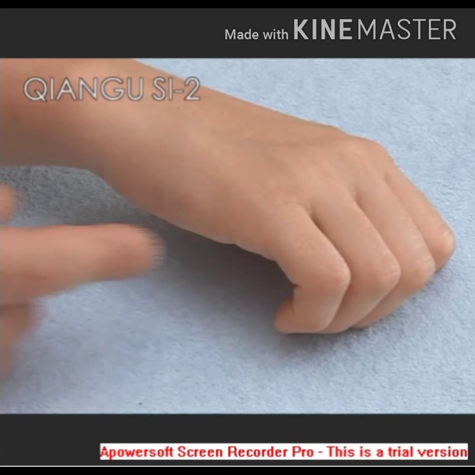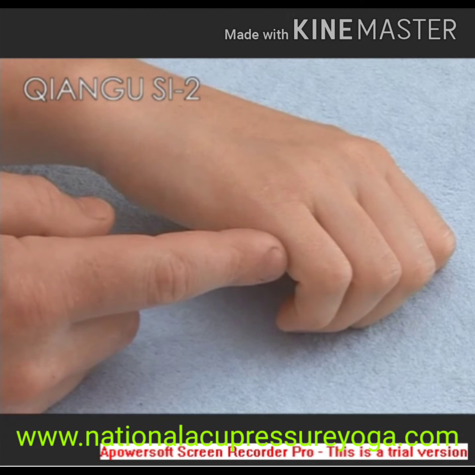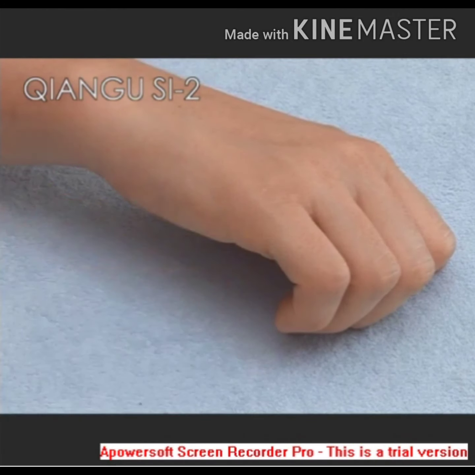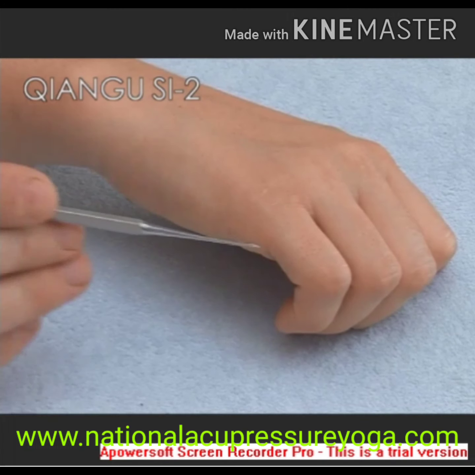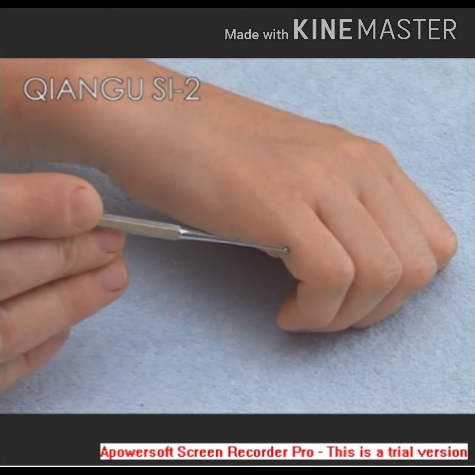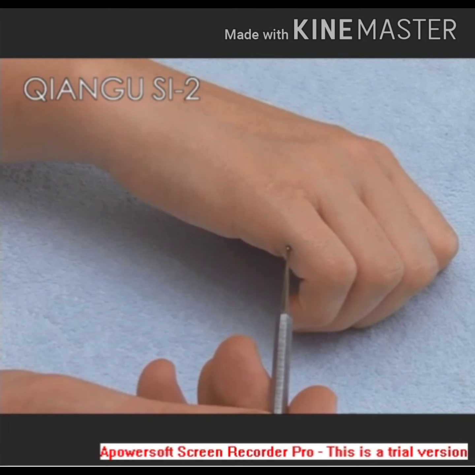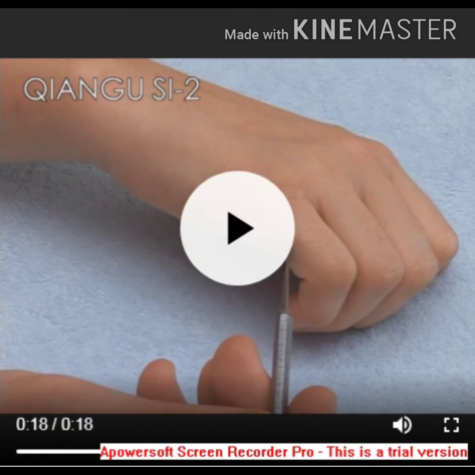Qiangu, Small Intestine 2, is located on the ulnar border of the little finger in a depression just distal to the metacarpophalangeal joint. 1. Oblique distal insertion 0.2 to 0.3 cun. 2. Perpendicular oblique insertion towards the palm, 0.5 cun.